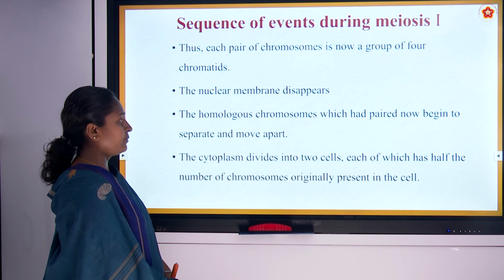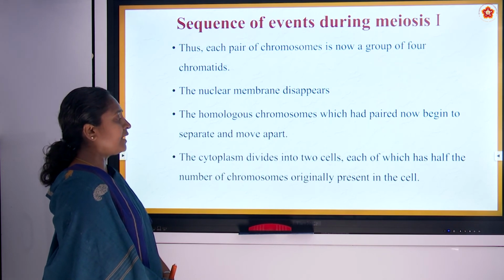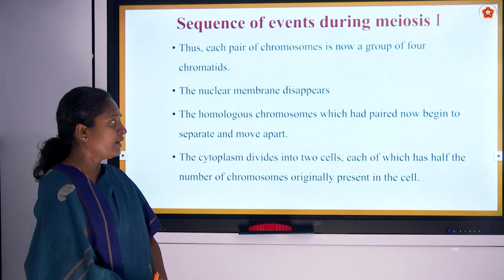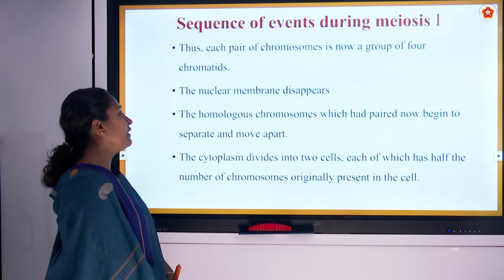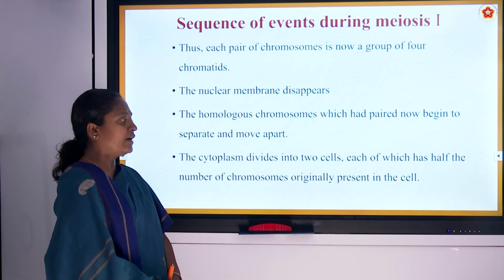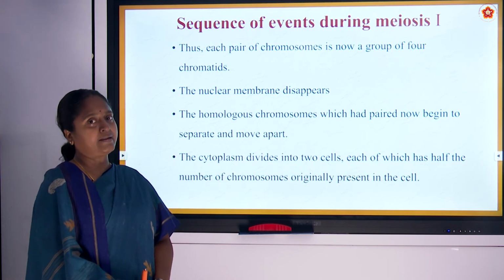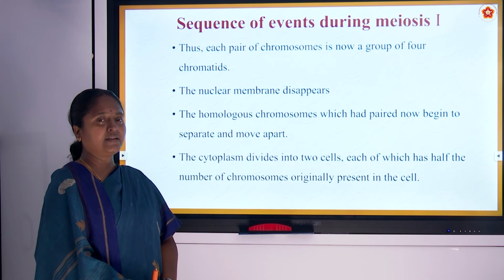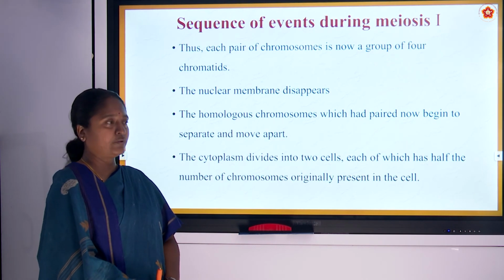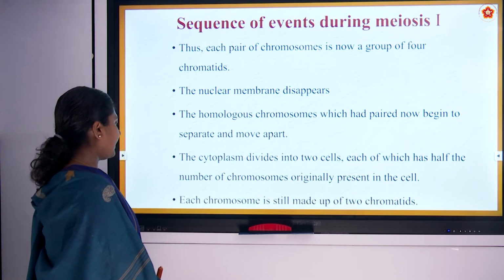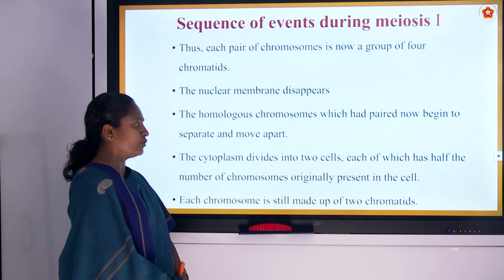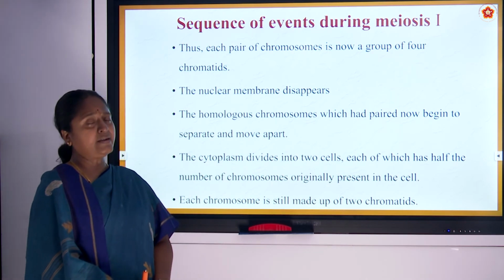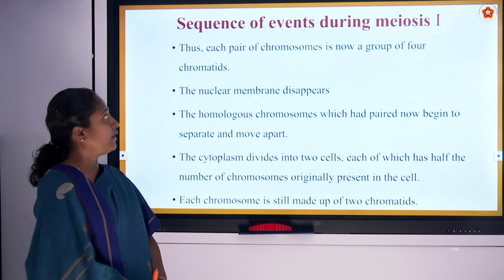Now the cytoplasm also divides, and the cells become two in number, each having half the number of chromosomes of the original parent cell. So the first few events are totally distinct, as the homologous chromosomes come together, but later everything is the same. Each chromosome is now made up of two chromatids at the end of phase 1.